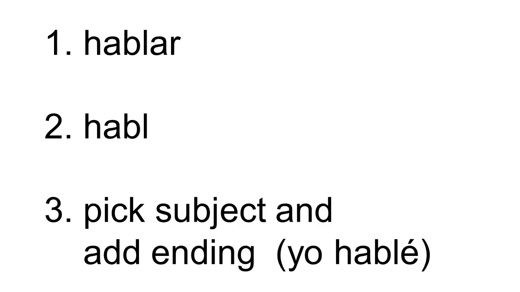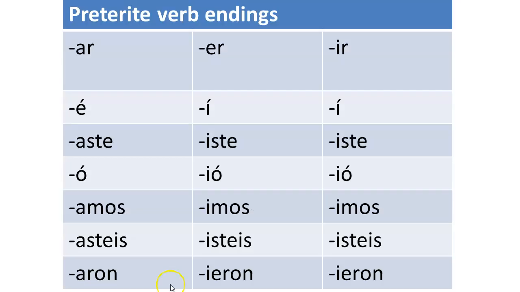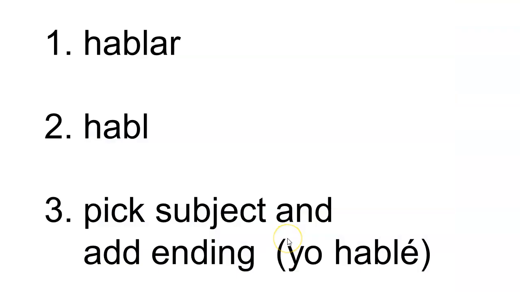So if you pick yo, you should have memorized from this chart that the ending for yo for an AR verb is the E with the accent mark. If it's an ER or an IR, it's the I with the accent mark. So this is the ending I need for this particular verb, and I just add it to the root. So I add that E with the accent mark to the root, and I get yo hablé. Remember that the preterite is equivalent to the simple past in English to talk about things that you did. So yo hablé means I spoke.